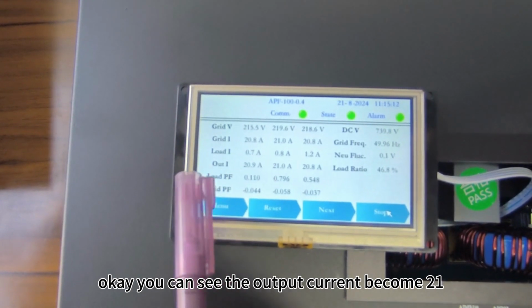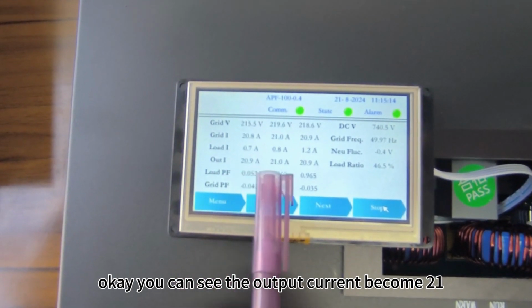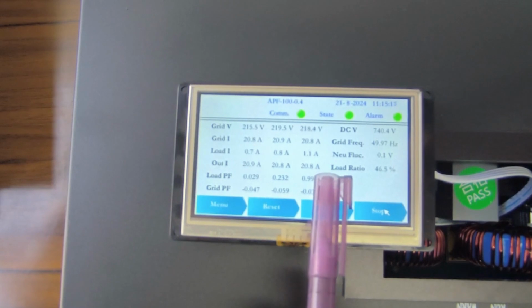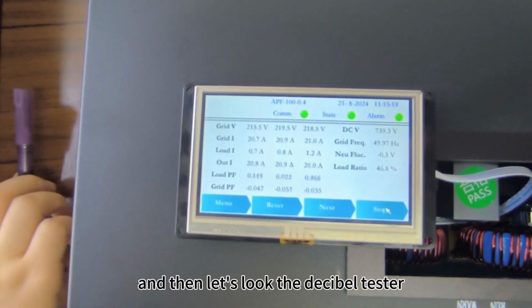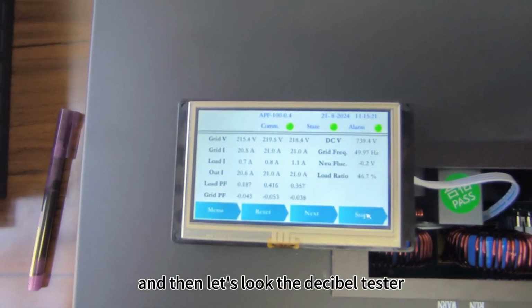Okay, you can see the output current become 21. And then let's look at the decibel tester.